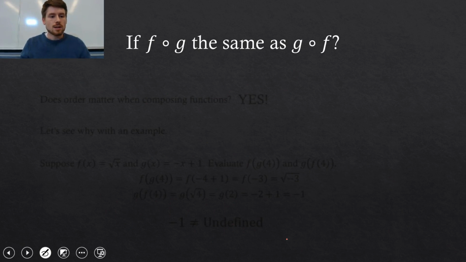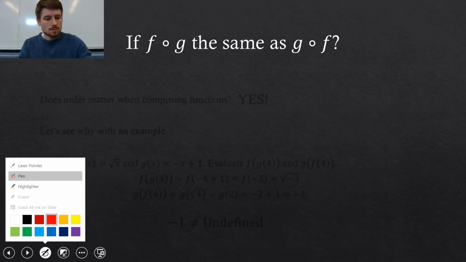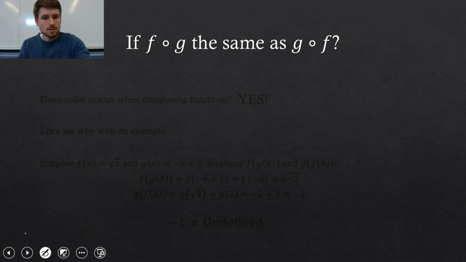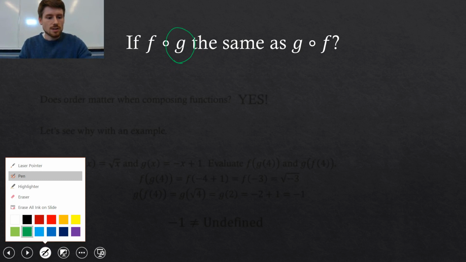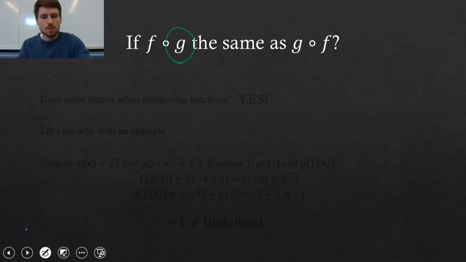Now, you might ask a question I haven't addressed: you can swap the order that you compose things in. You can do f of g or g of f. All that does is say which function you compute first. For f of g, which one gets computed first? The g function gets computed first. And for g of f, the f function gets computed first and then plugged into g.